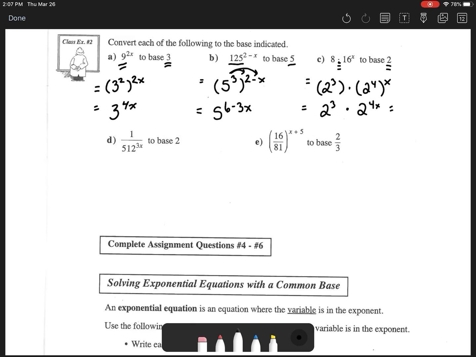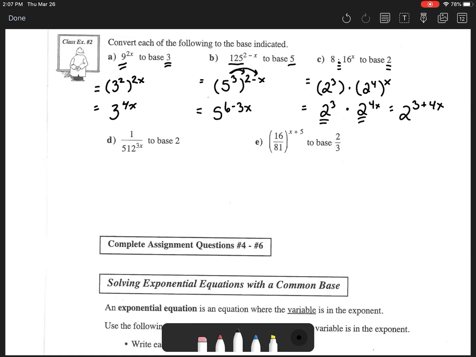Now using more laws of exponents, I am now multiplying powers that have the same base. So in this case, I add the exponents. So this is 2 to the exponent of 3 plus the 4x. Now I can't do anything further from there because 3 and 4x are not like terms. Okay, the 3 doesn't have an x to add to the 4x. So I can't go any further or simplify it any further than I did just there. So it's 2 to the exponent of 3 plus 4x.